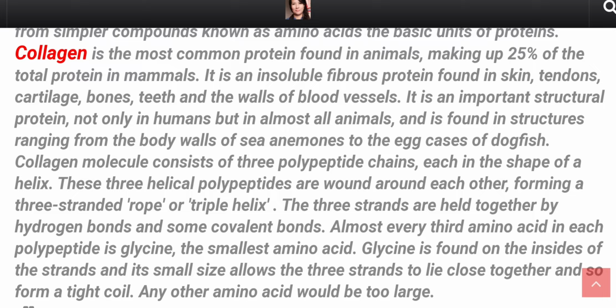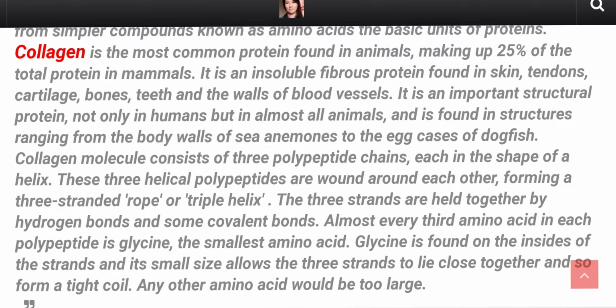So collagen molecules consist of 3 polypeptide chains, each in the shape of a helix. That means 3 helical polypeptides are wound around each other, forming a 3-stranded rope or a triple helix, and the 3 strands are held together by hydrogen bonds and some covalent bonds.